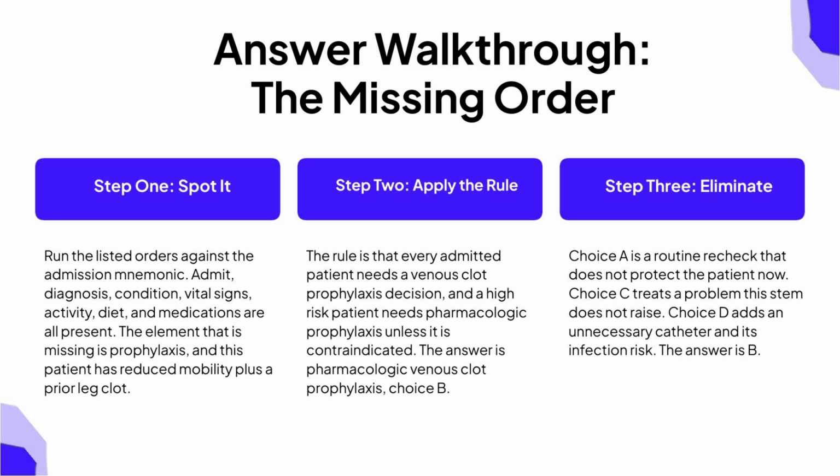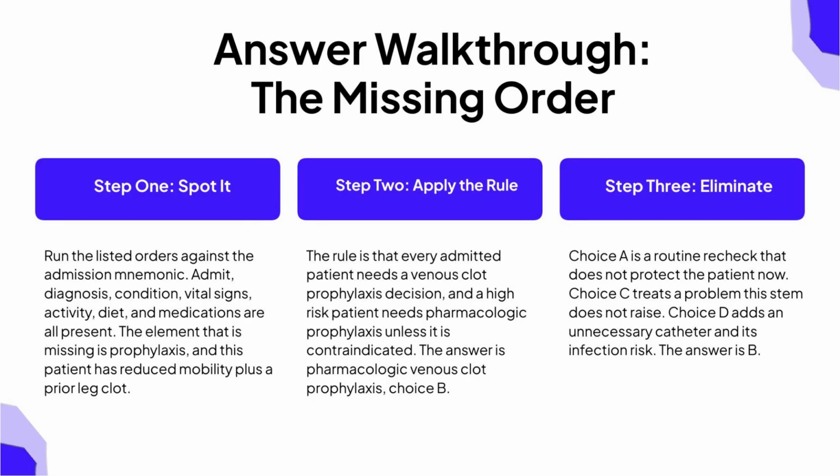Step 1. Spot the pattern. Run the listed orders against the memory aid. Admit, diagnosis, condition, vital signs, activity, diet, and medications are all present. The element that is missing is clot prevention, and this patient has both poor mobility and a prior leg clot.